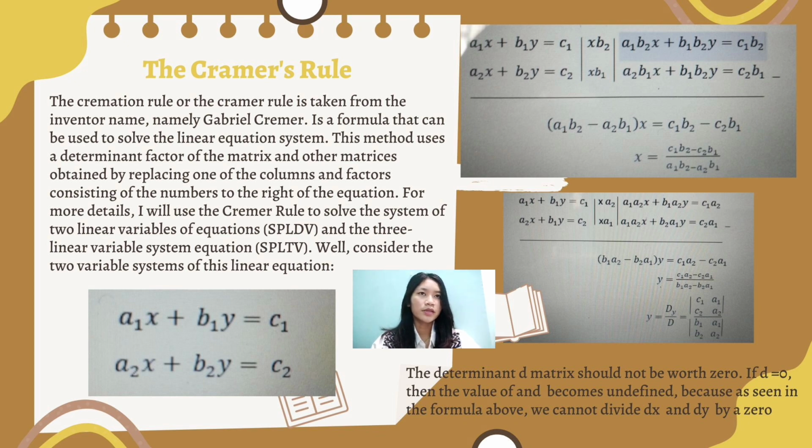Now, how to write the results obtained above in the form of a determinant matrix. Next picture. For the matrix sought, D must not be worth 0. If D equals 0, then the values of x and y become undefined, because as seen in the formula above, we cannot divide Dx and Dy by a 0.